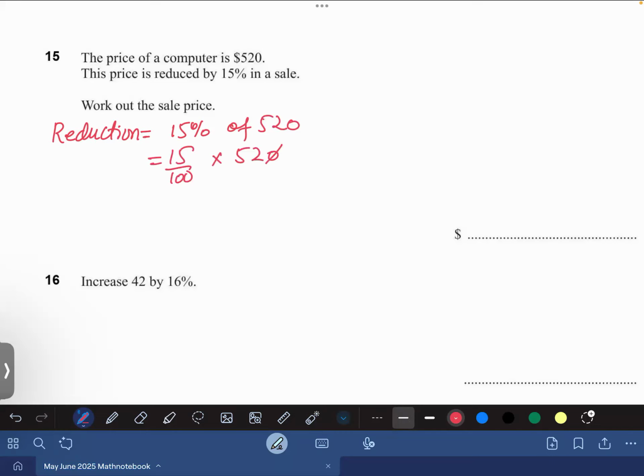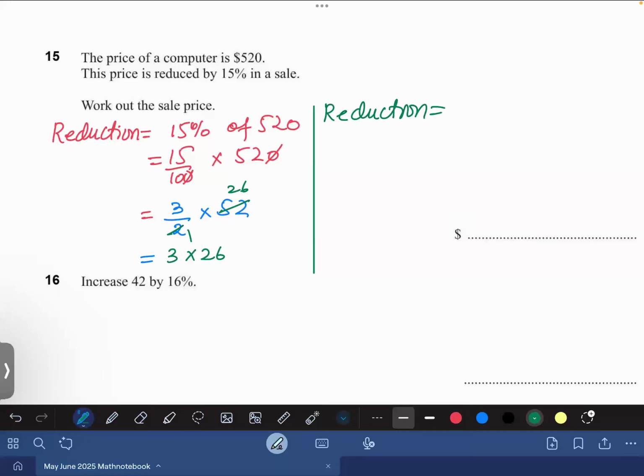So I can cancel 0. Table 5 can be used. 5 threes are 15. 5 twos are 10 times 52. I can cancel 2 and 52 with a half. 2 ones are 2 and that would be 26. 26 times 3. So I'm splitting 26 into 20 and 6, just for the sake of understanding how to do it without a calculator.